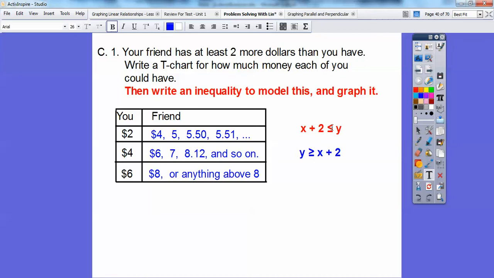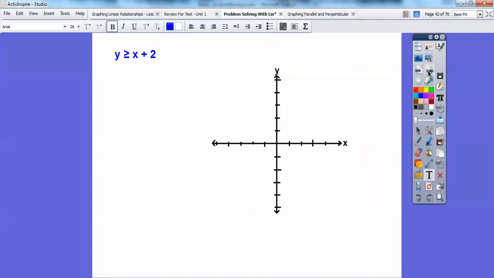Notice again, it's pointing away from the y, so it still has to be pointing away from the y, okay? And then I flipped, I made this x plus 2. Well, here's my x plus 2 right there, okay? All right, so let's go ahead and graph that. That was from our last lesson, so let's graph this right here. So y is greater than or equal to x plus 2, okay?